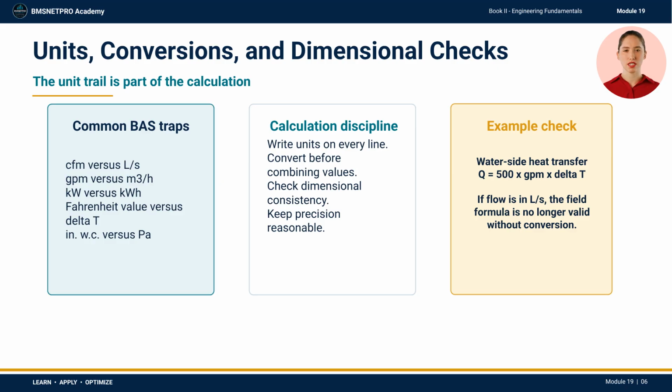Units are not decoration. They are part of the engineering logic. A common BAS failure is mixing units, applying a field formula outside its intended unit system, or confusing a temperature value with a temperature difference. Learners should write units on every line, convert before combining values, and check whether the final unit matches the quantity being calculated. If the formula expects gallons per minute and the trend is in liters per second, the result will not be valid unless the conversion is handled correctly.